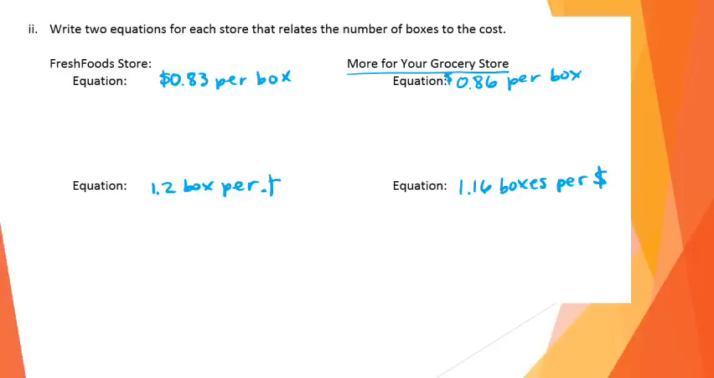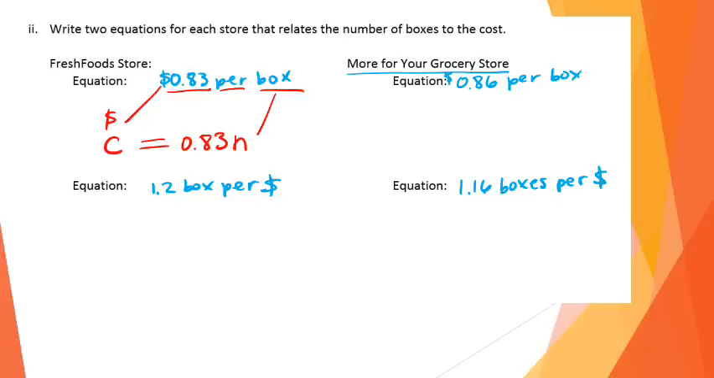So now I'm going to put these into equations. And remember, what you see here with the rate actually gives you a clue of how to set up the equation. So 83 cents per box. Notice this starts with dollars, so my equation is going to start with dollars also. In this case, I'm going to call the dollar C for cost. So cost equals 83 cents, and then per box, I'm going to put an N here. I'm going to use the variable N for number of boxes.